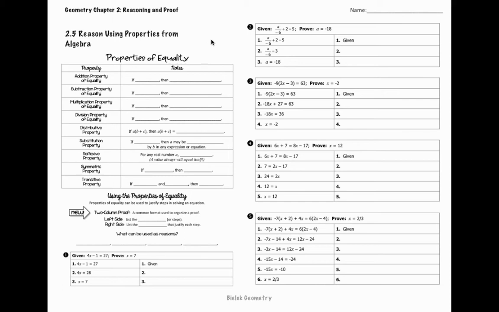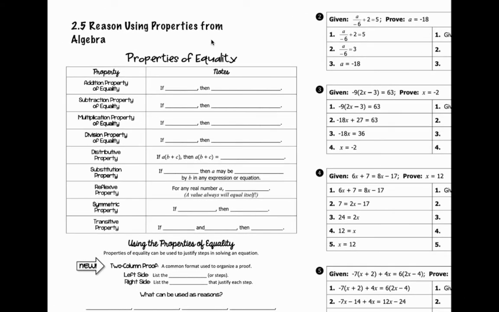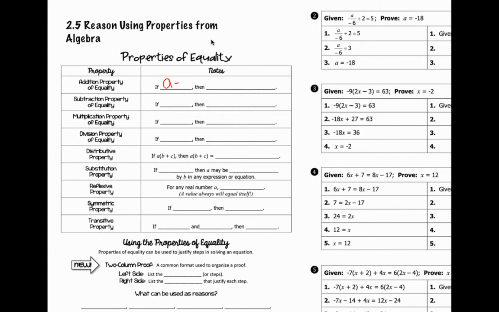So the first one is addition property of equality. If A is equal to B, let me make this bigger for you, then A plus C is equal to B plus C. So if two numbers are equal and I add the same thing to them, then those two numbers are equal. Subtraction is very similar. If A is equal to B, then A minus C equals B minus C, because I am subtracting the same thing from two equal numbers, the answers will be equivalent.